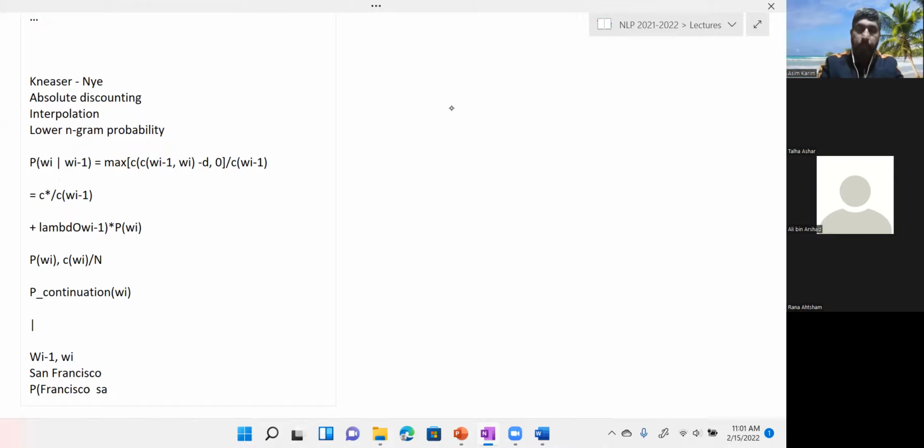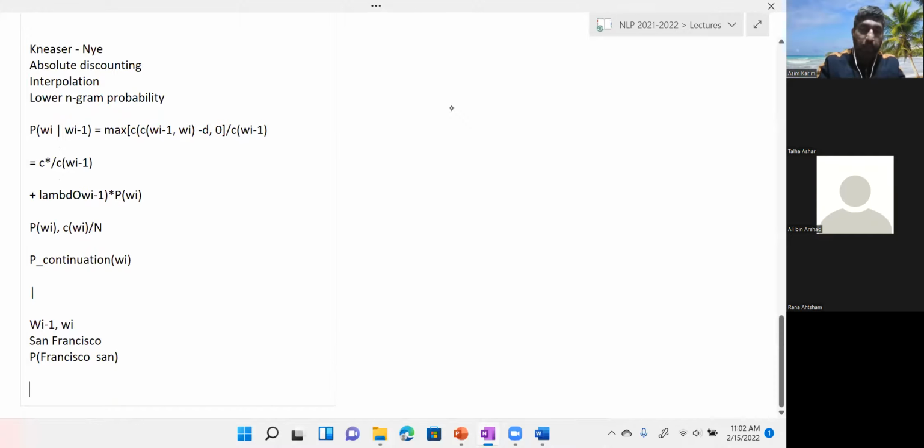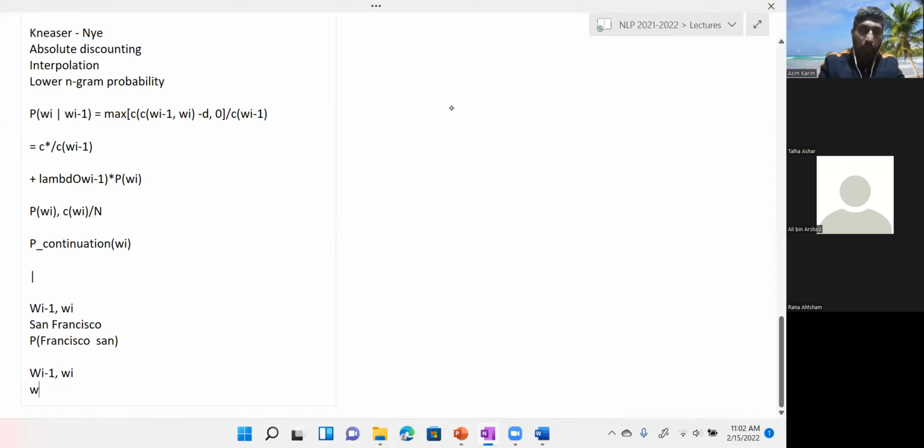given San, right? So what we want to find is how many. So San is how many preceding words. So Wi minus 1, Wi. So Wi minus 1, Francisco. How many Wi minus 1 exist in the data set for which Francisco is a continuation? So that is the numerator.